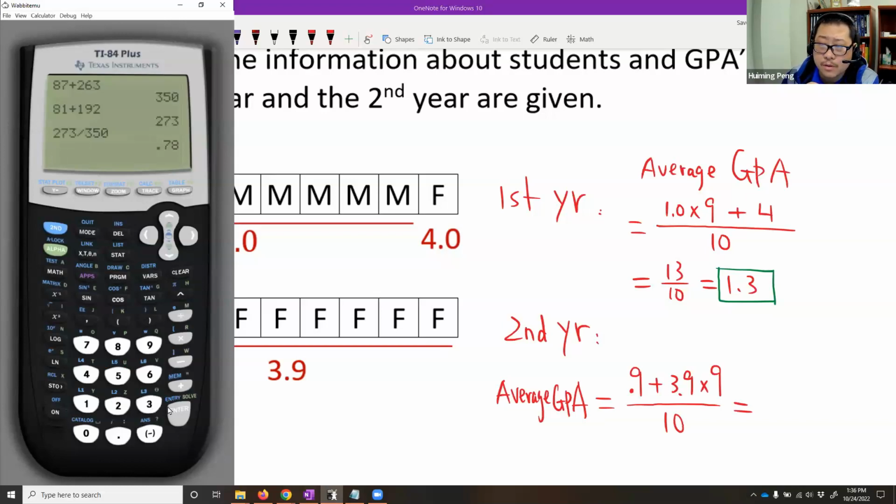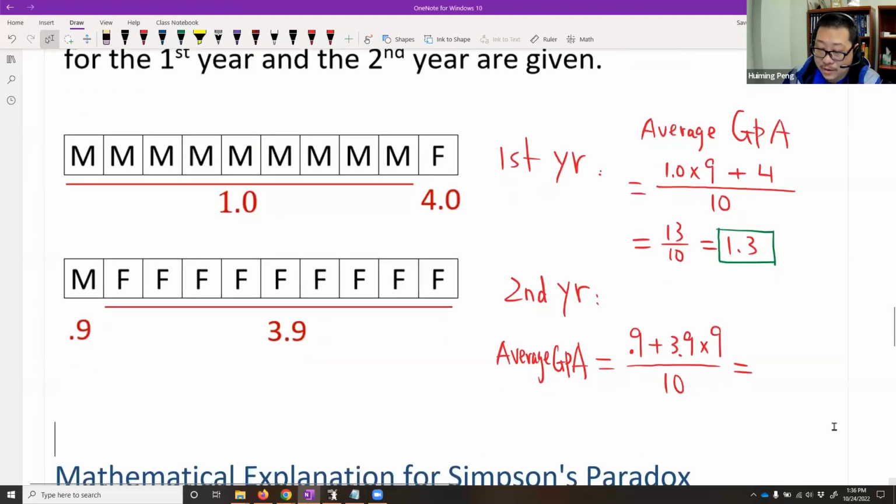So 0.9 plus 3.9 times 9, over 10. Is that okay? 3.6. Yeah, so I get 3.6. What does that mean?